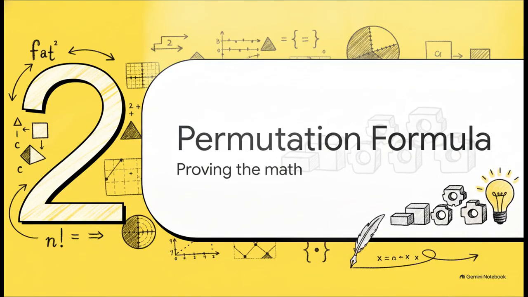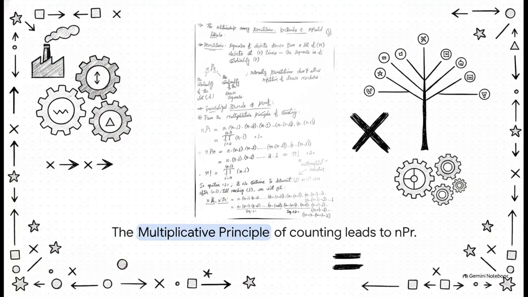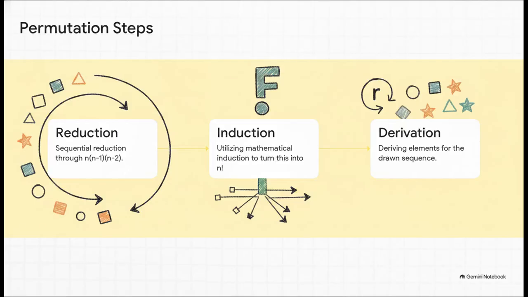Moving right along to step 2, proving the permutation formula. So how does the author logically prove the mathematical formula for these strict sequences? Well, the notes introduce something called the multiplicative principle of counting. It's basically the engine of combinatorics. It shows that picking items sequentially simply means multiplying your choices. If you have, say, n options for your first pick, well, you only have n-1 for your second, then n-2, and so on. The notes break this principle down step by step.